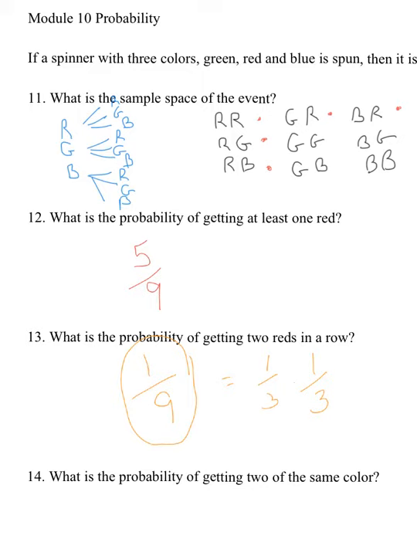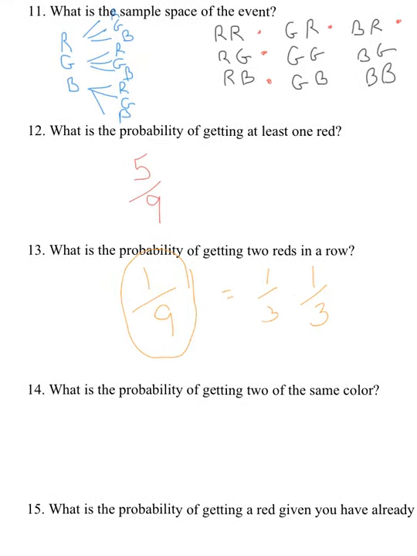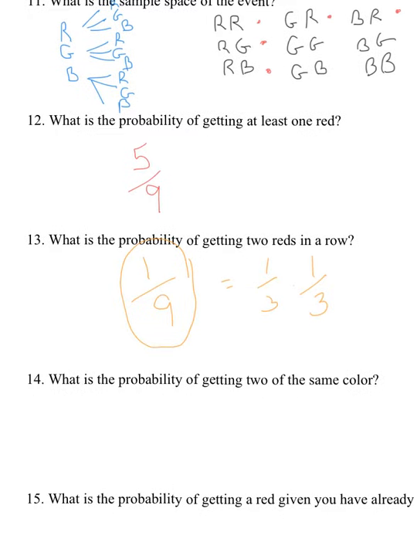Okay, so let's look at number 14. It says, what is the probability of getting 2 of the same color? So I'm going to go ahead and let you try this one. Look at your outcomes here in the sample space above and try to see what is the probability of getting 2 spins of the same color in a row.